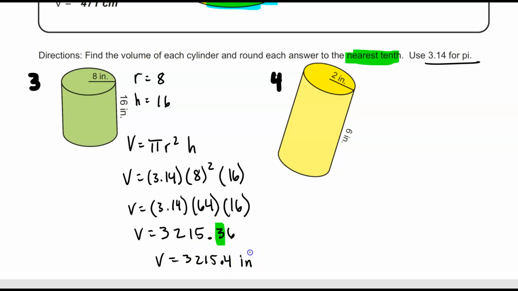Again, we rounded up. This is inches cubed, remember, because volume is always in units cubed. We round up here because if the number behind the tenths spot is 5 or more, we let it soar. If it's 4 or less, we would keep it the same.